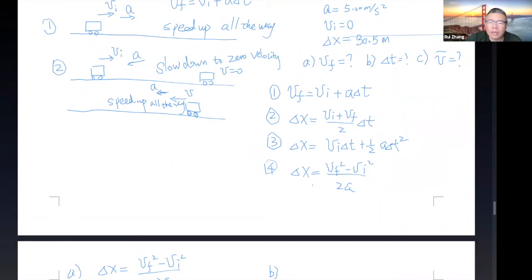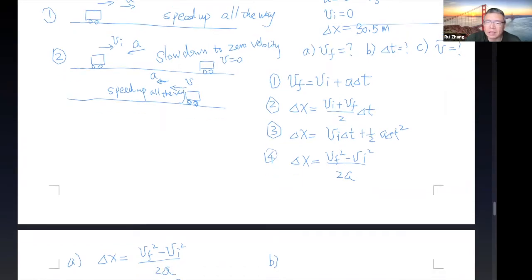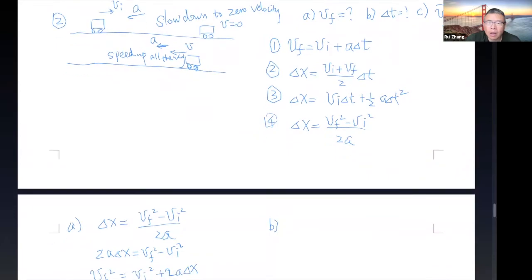The only one that's not working is the last one because there's no delta T involved in the formula, so there's no way we can get it. Out of the three formulas, certainly we don't want to use three because there's a square here. That means it's a quadratic equation. You have to solve the quadratic equation. It's a little bit more complicated. Although in this case, not too bad because VI is 0, so there's no linear term. But still, maybe either one of these two is good.